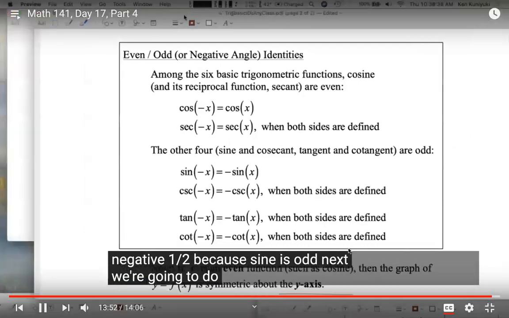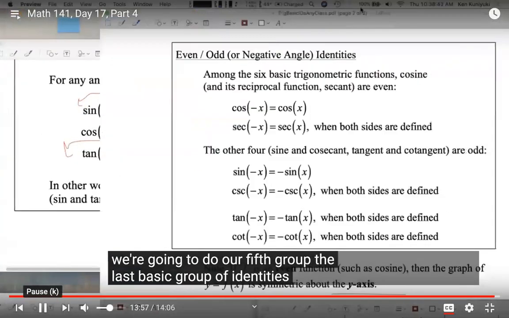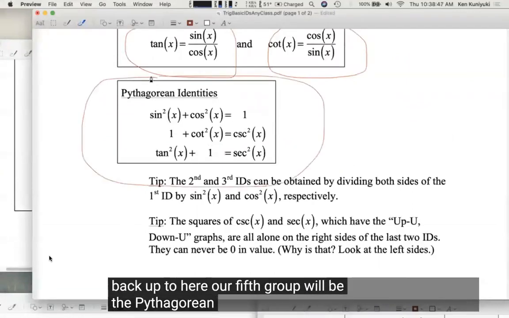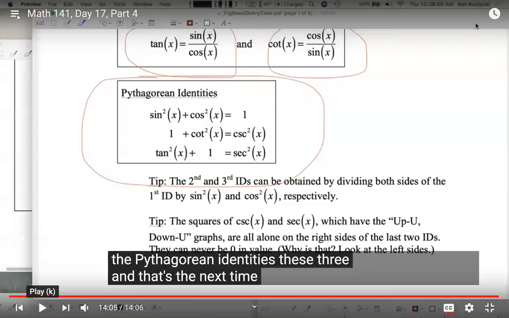Next, we're going to do our 5th group, the last basic group of identities. Going back up to here. Our 5th group will be the Pythagorean identities. These 3, and that's next time. All right. Any questions so far?